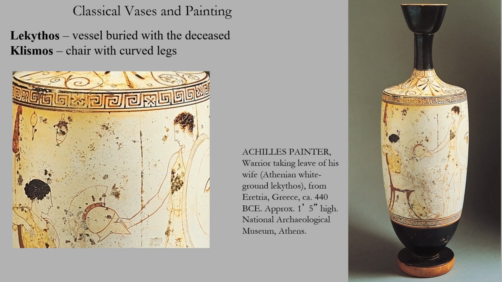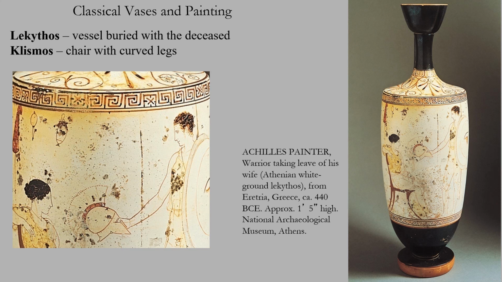And typically the white ground, with a few exceptions, was mostly used for a kind of pot called a lekythos. The lekythos was used almost exclusively for funerals. Special oils, those kinds of things, were kept in here, and they were made for offerings for the dead.